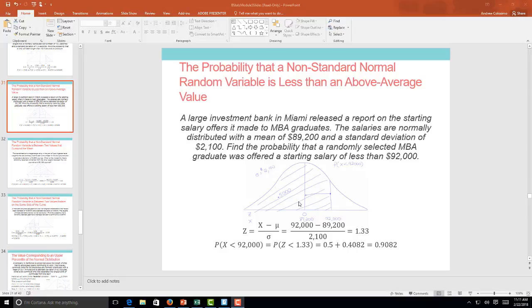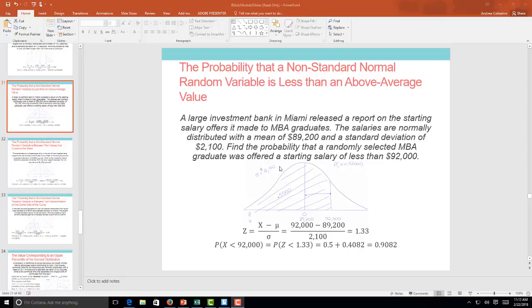So here we have an example. A large investment bank in Miami released a report on the starting salary it offered to MBA graduates. The salaries are normally distributed with a mean of $89,200 and a standard deviation of $2,100. Find the probability that a randomly selected MBA graduate was offered a starting salary of less than $92,000.